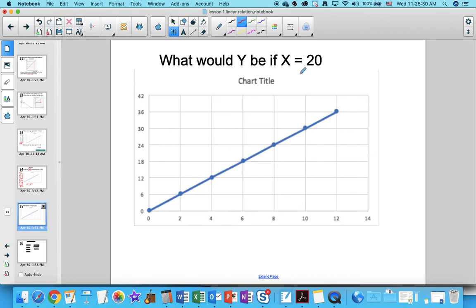What would y be if x is 20? In this case, it's a little different because our x values aren't going up by 1. How would you solve this? Pause the video and try and solve it yourself.